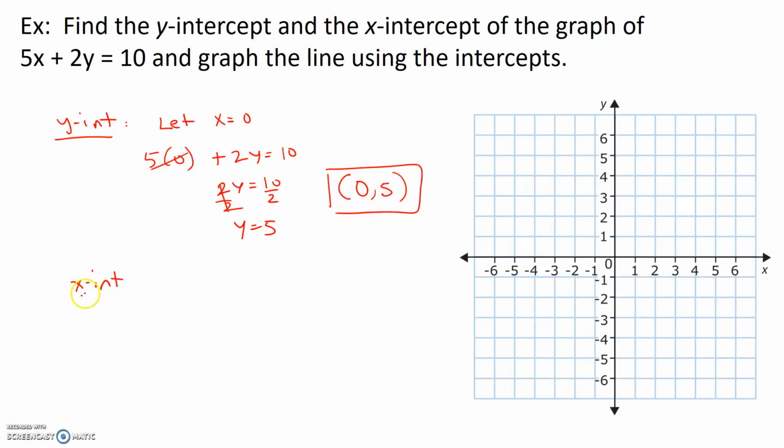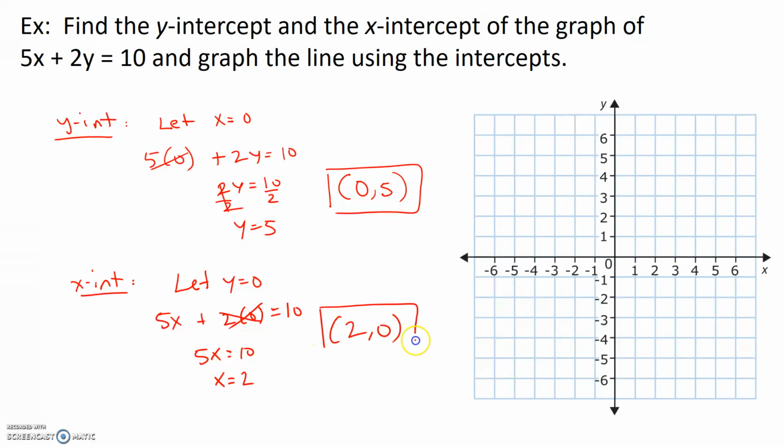To get the x-intercept, we will let the y value equal 0 and solve for x. So if we let the y value equal 0, we will get 5x plus 2 times 0 equals 10. Anything times 0 is 0, so we will get 5x equals 10, which means x equals 2. So the x-intercept is going to be the point (2, 0). So the y-intercept is (0, 5). The x-intercept is (2, 0). If we connect them, our line will look like this.